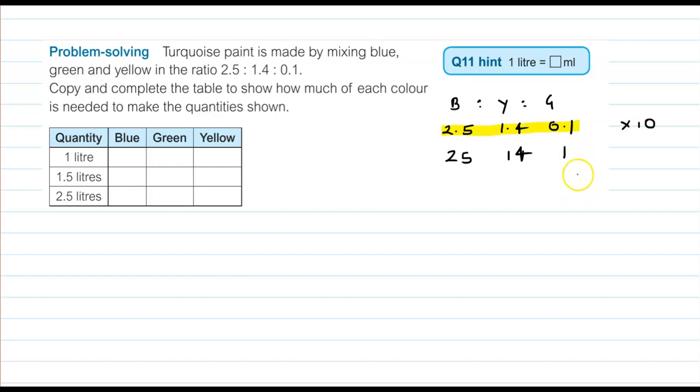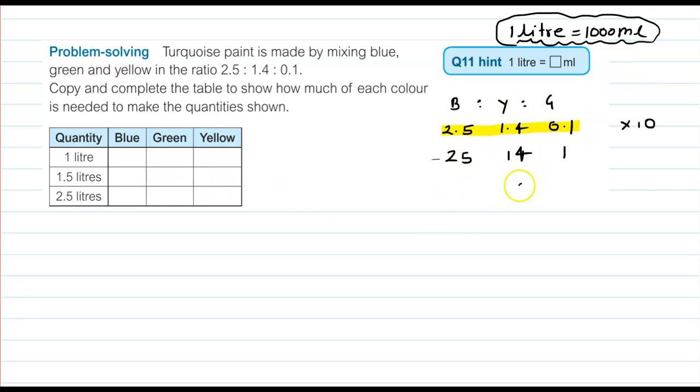Okay, is that fine? So here, you know 1 liter is how many ml? 1 liter is 1000 ml. If you don't know, please make a note of this. Now if it is 1 liter, if you add 25, 14 and 1, it's better we convert into milliliters.